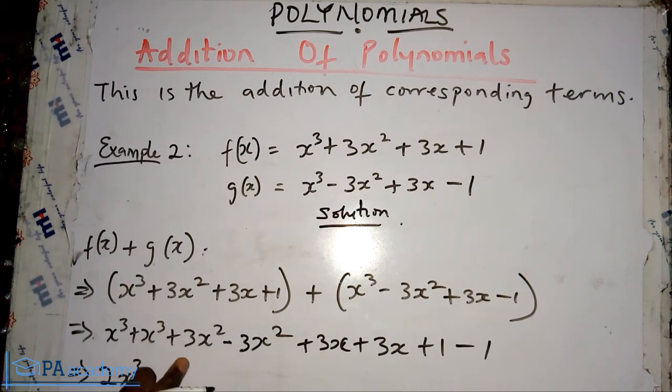Then we're having plus 3x squared minus 3x squared. That will give us 0. So this will cancel out, it will give us 0. Since it's giving us 0, there's no need to write it out. We are still on 2s cubed.